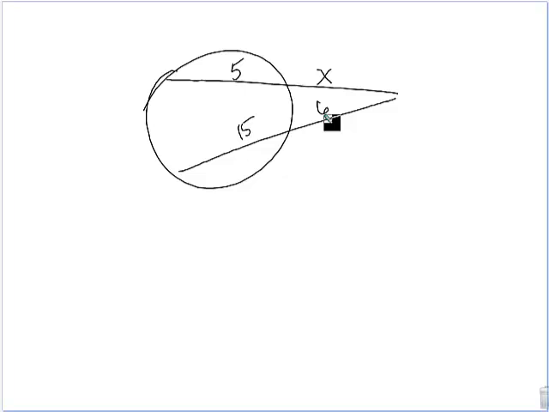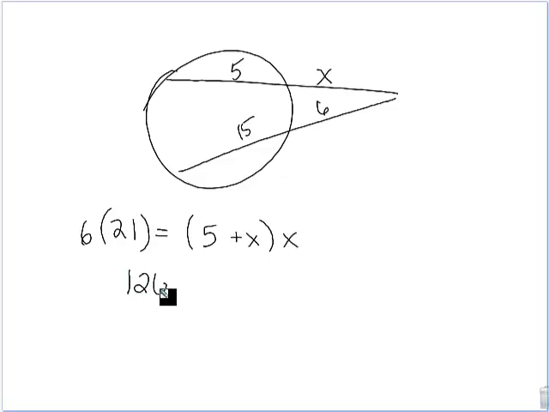Okay, how are we going to set this one up? Okay, so 21 is 15 plus 6 times what? 6 is equal to, not 5x, 5 plus x times x. 6 times 21? 126 is equal to, now will we just be able to divide by x? Nope, that won't work. So what will we have to do with this x? Distribute. So we will have 5x plus x squared. Ooh, we have a square.